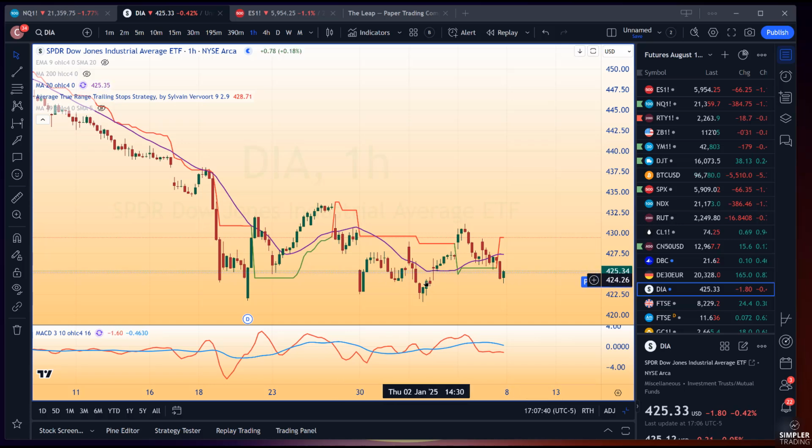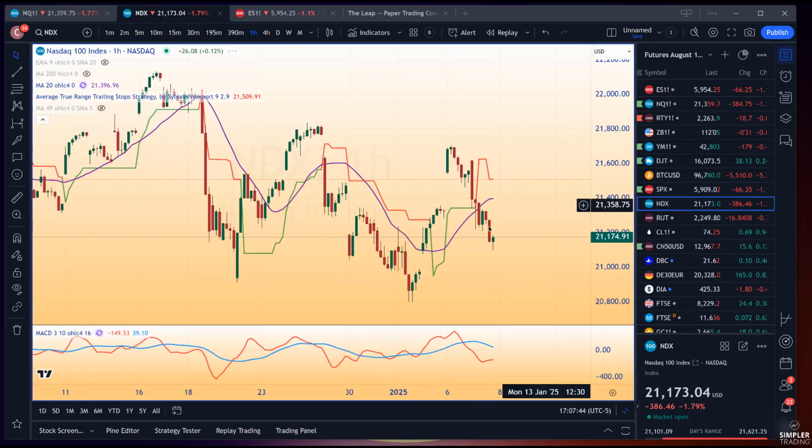If you could see the DIA rally and the Russell rally, then it's less likely that this has to go all the way to this gap. That's what we're going to watch. The Russell, the transports, and the Dow. If they can hold here, then it's more likely that these will hold.